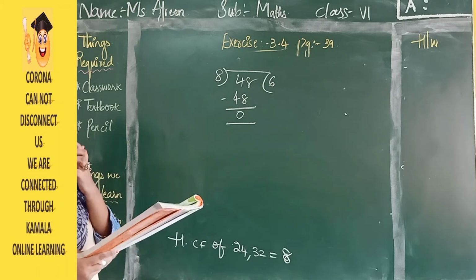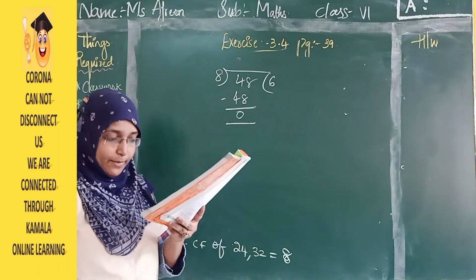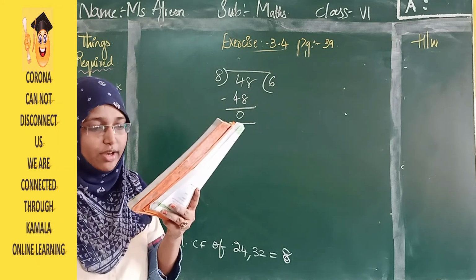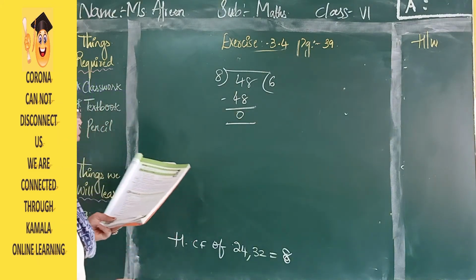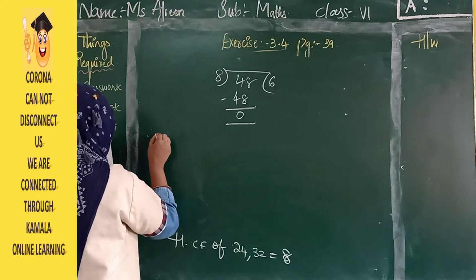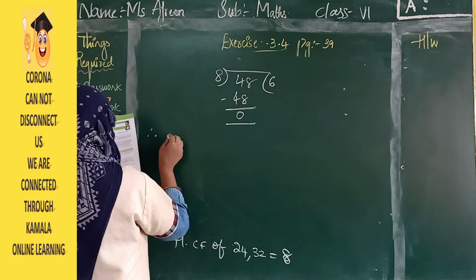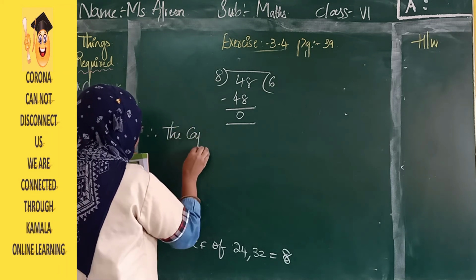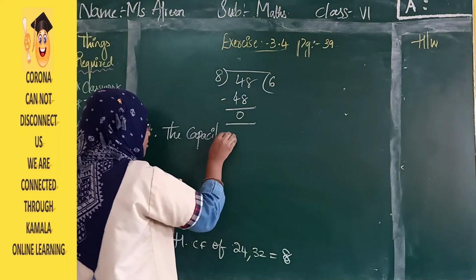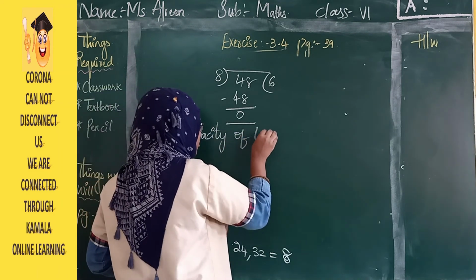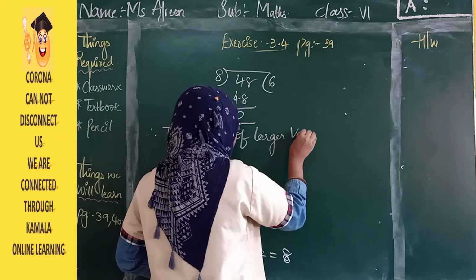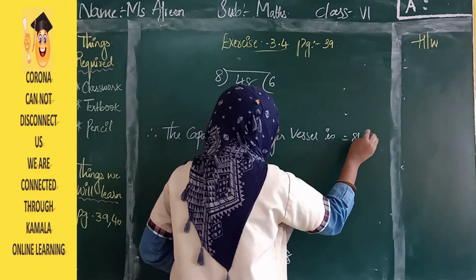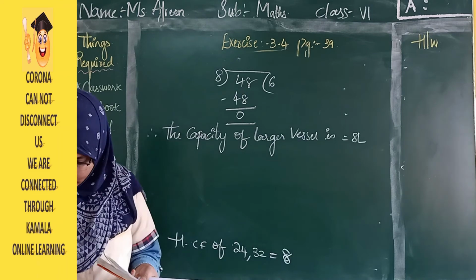The larger vessel has the capacity to hold the oil. Yes, they have given that it can empty the oil from the vessels. So therefore, the capacity of the larger vessel is 8 liters.